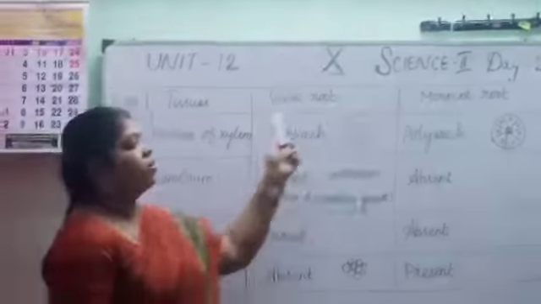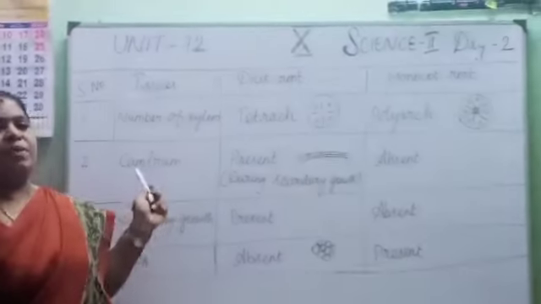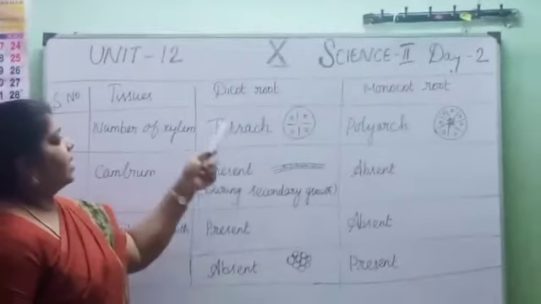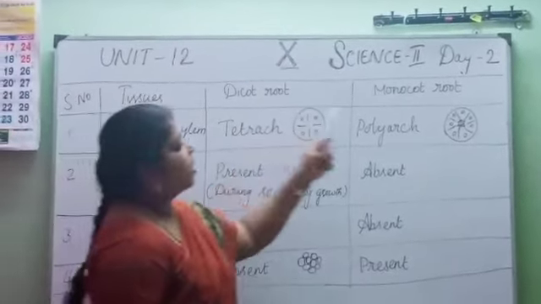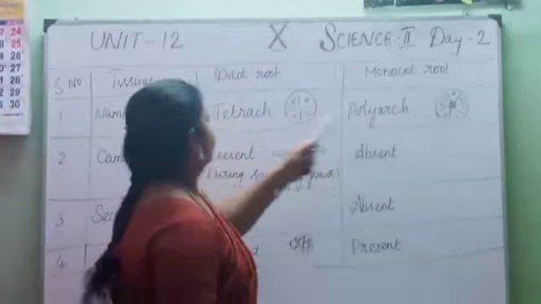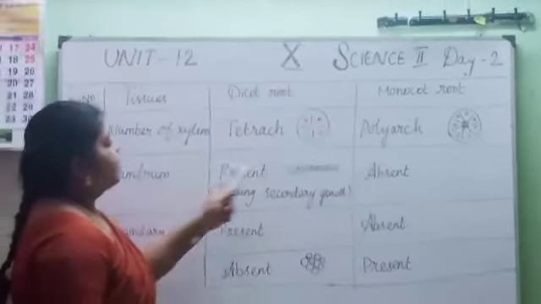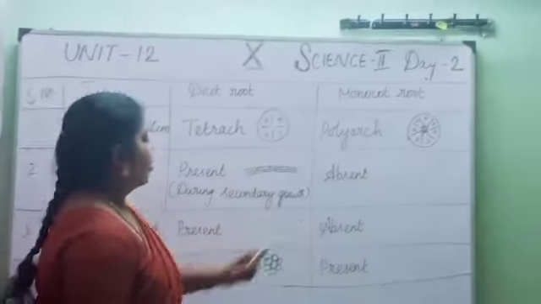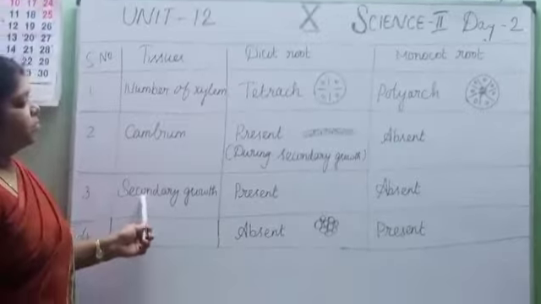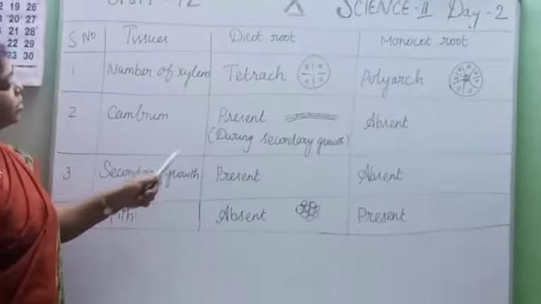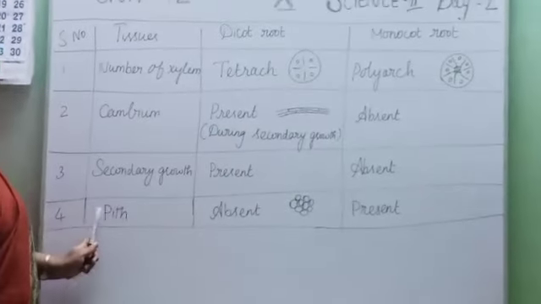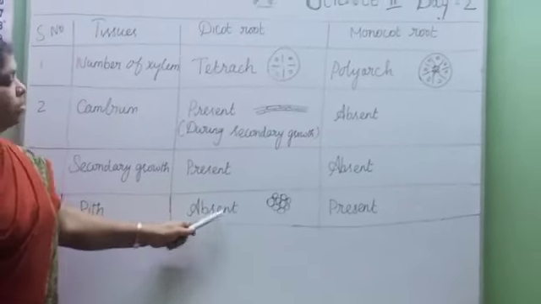Difference between dicot and monocot root. It is a very important 2-mark or 3-mark question. Number of xylem: tetrarch in nature in dicot root, polyarch in nature in monocot root. Cambium is made of brick-shaped cells. It is present in dicot root, absent in monocot root. Secondary growth, due to the presence of cambium, is present in dicot root, absent in monocot root. Pith is absent in dicot root, present in monocot root.